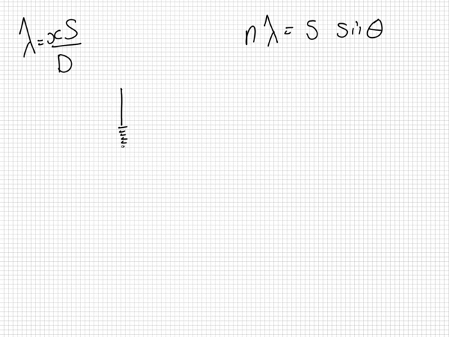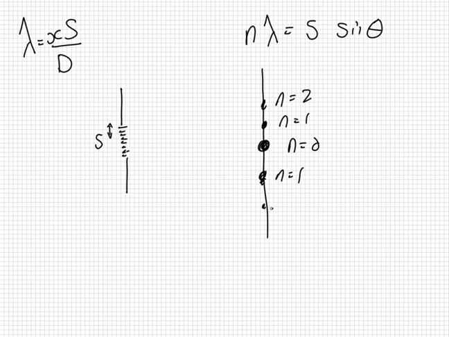Yeah, okay. So what you have here, I'll draw it here for you. The S is the distance between the slits, and then it shines on the board, and you have a dot here. This is n equals 0. You have a dot here. This is n equals 1. A dot here. This is n equals 2. A dot here. This is n equals 1. A dot here. This is n equals 2.